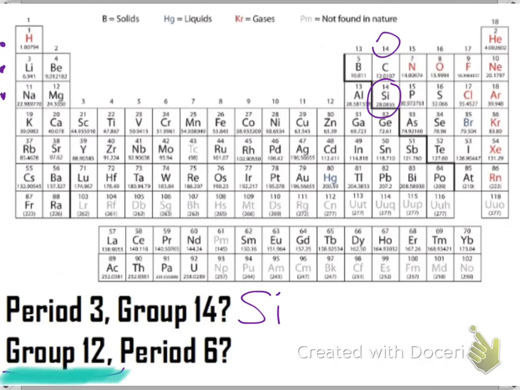Now I've asked you to find an element that's in group 12. So I found group 12, and you can see I highlighted it. Come down 6 periods, and it is Hg, which is mercury. Okay, so you need to be able to do that. Remember, if you have difficulty with one of these concepts, you can always pause and rewind a little bit so you can rehear it, okay?